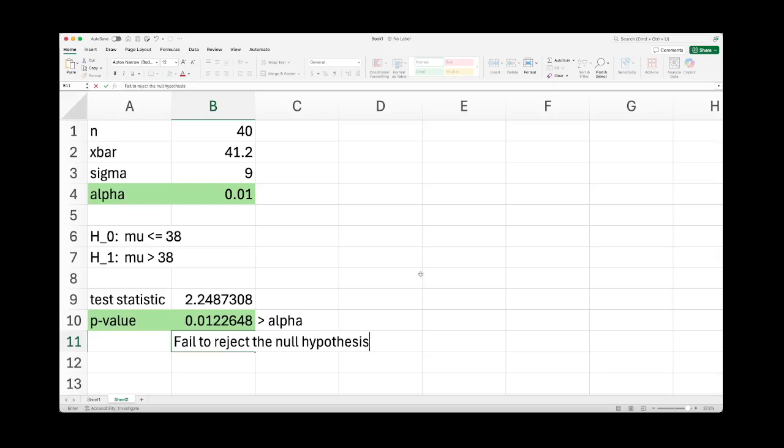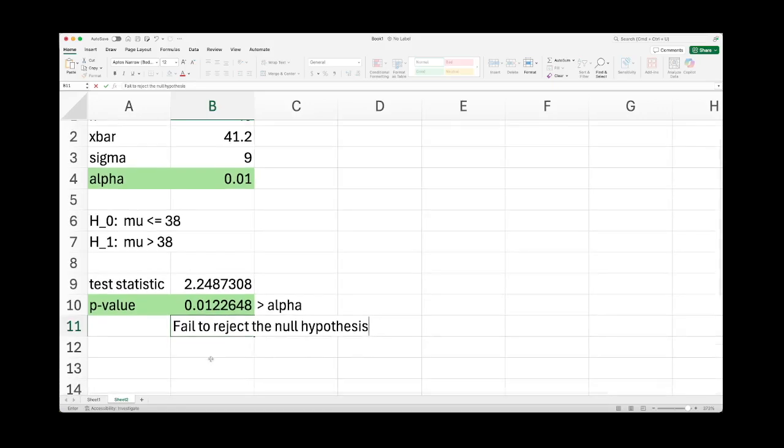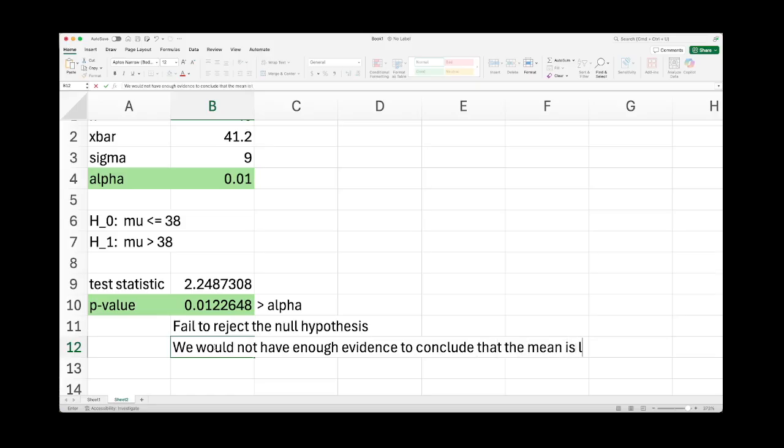And so here we would not have enough evidence to conclude that the average age of customers is more than 38. We don't have enough evidence to conclude that the mean is more than 38, and so we can't refute the claim that they made.